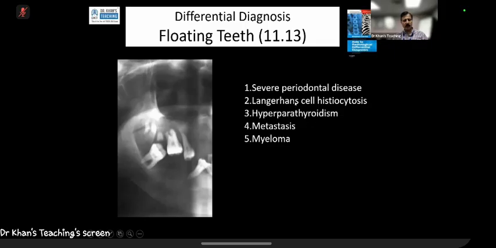So severe periodontal disease, Langerhans histiocytosis, hyperparathyroidism. These two are very important. Langerhans histiocytosis, hyperpara. So the idea is to remember this appearance, because if you have not seen it, you will be absolutely surprised what is happening. We call it floating teeth.